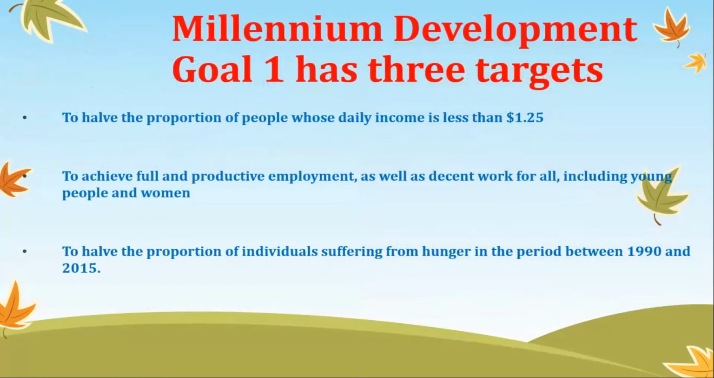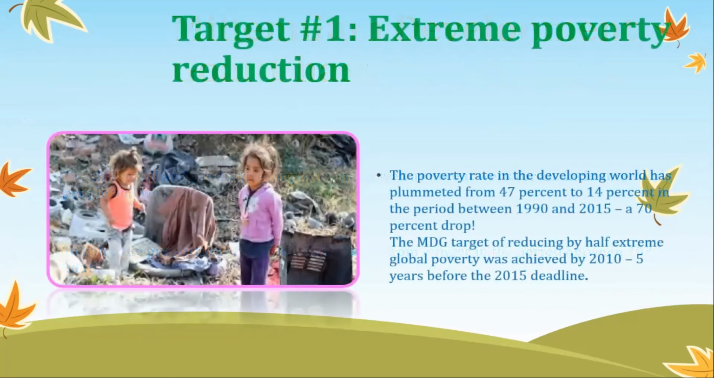MDG 1 has 3 targets. First is to halve the proportion of people whose daily income is less than $1.25, to achieve full and productive employment as well as decent work for all, including young people and women. Then to halve the proportion of individuals suffering from hunger in the period between 1990 and 2015. So target one is extreme poverty reduction.